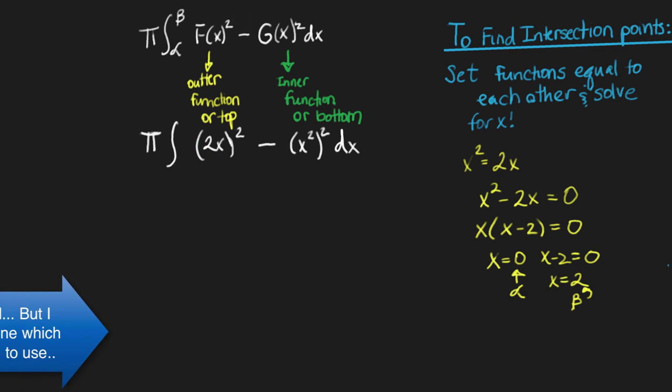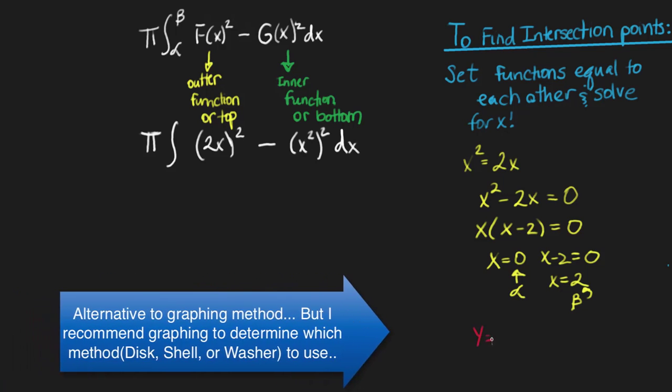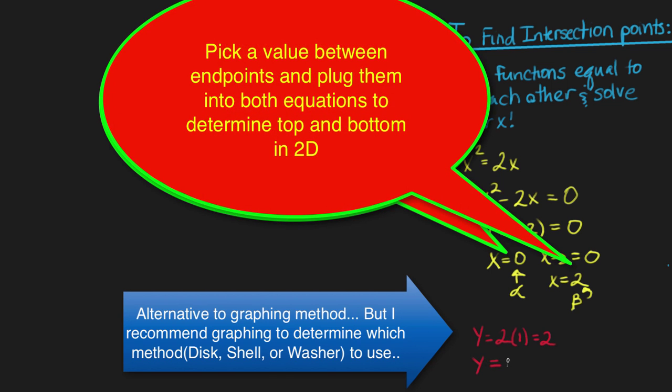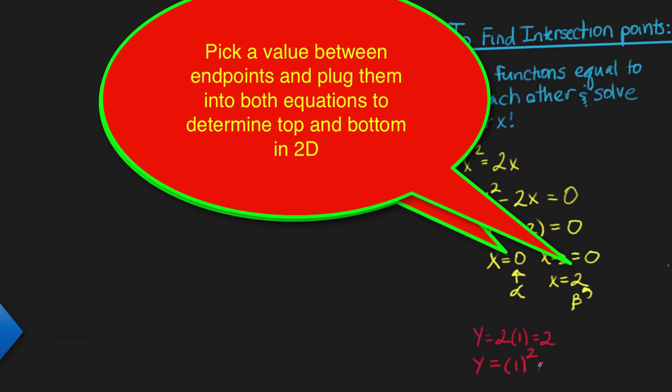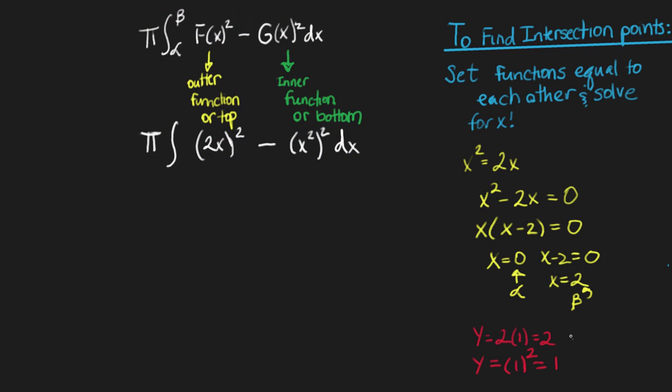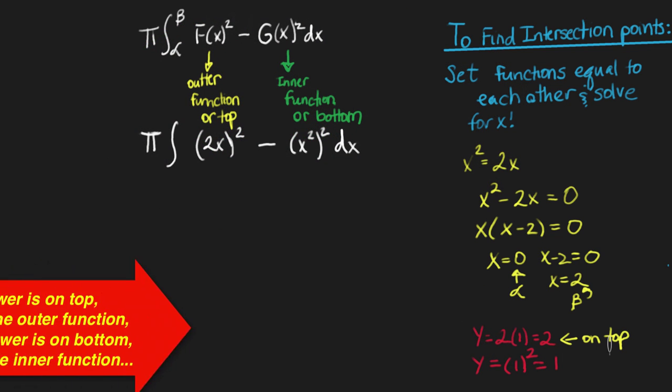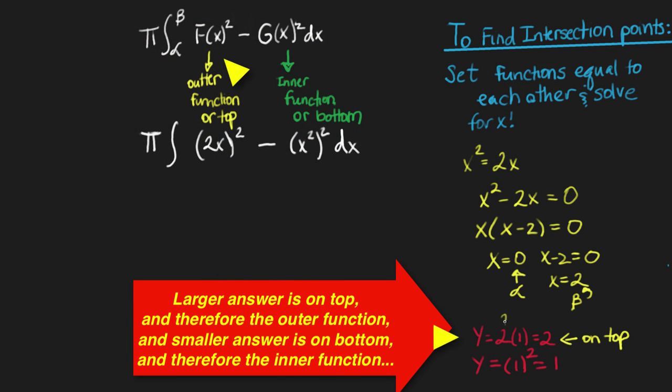Let's say you don't remember what these things look like and you can't graph them. What you could do is plug in a value between 0 and 2 into both functions and see which one gives you the largest. What that tells me is that between those two numbers, 0 and 2, I know that that one is on top. So that would be my outer function. So I really didn't even need to graph it. But I just wanted you to visualize what was going on so that you could determine that 2x comes first and x squared comes second.